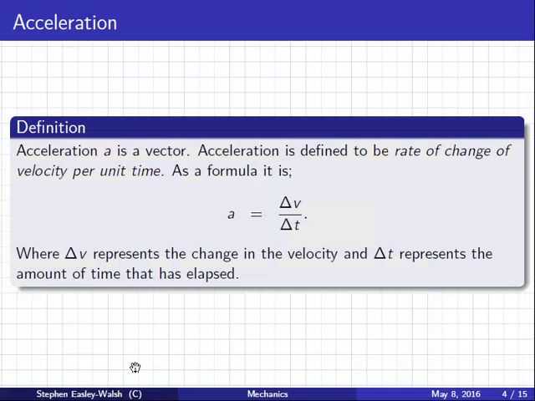Okay, so this definition, the formal definition is acceleration is the rate of change of velocity per unit time. So if you can write this down, this is what you might be asked for in the exam. And as a formula, it's given like this. Okay, so if you can write this down, please.